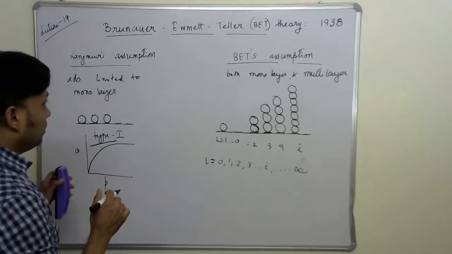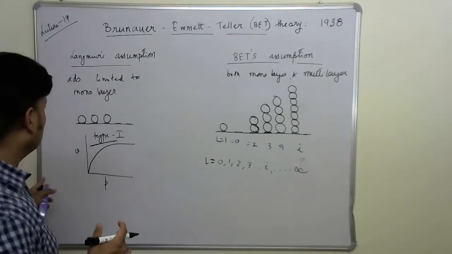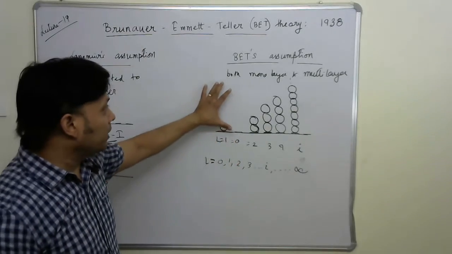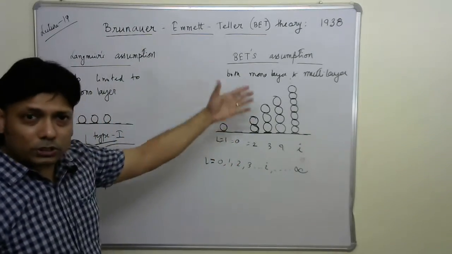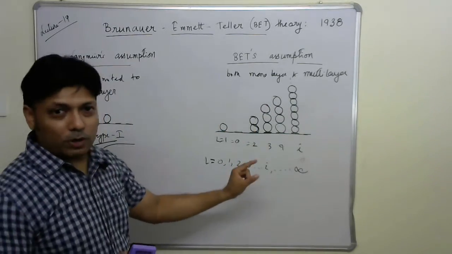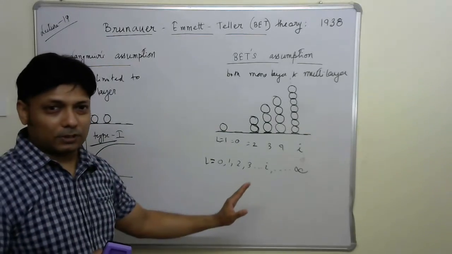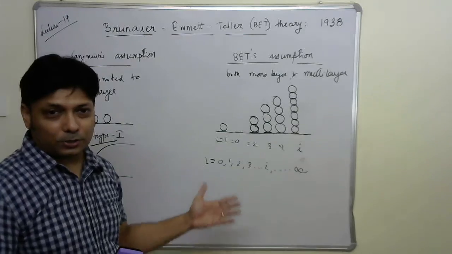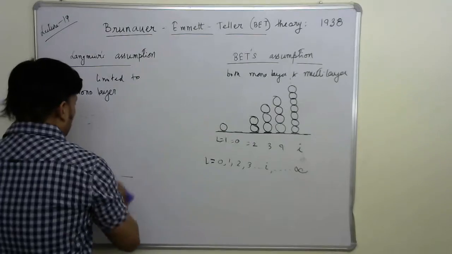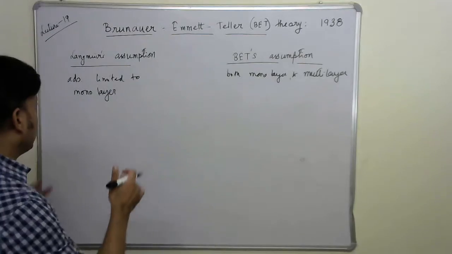But let me tell you why BET theory is more acceptable than Langmuir, because we will try to see whether the equation that comes out from BET's treatment is good enough to explain type 1, type 2, type 3, and in some cases type 4. So that we will figure out later. But for the time being, let's quickly address the other major difference.